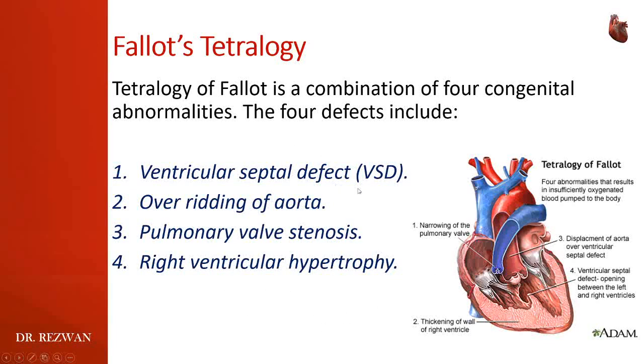The main congenital abnormality is the ventricular septal defect. Due to the presence of the ventricular septal defect, there will be the overriding of the aorta. Due to the overriding of the aorta, there will be pulmonary valve stenosis. And due to the pulmonary valve stenosis, there will be right ventricular hypertrophy. So these signs come one after another, and one sign triggers the formation of the others. So what is actually happening?